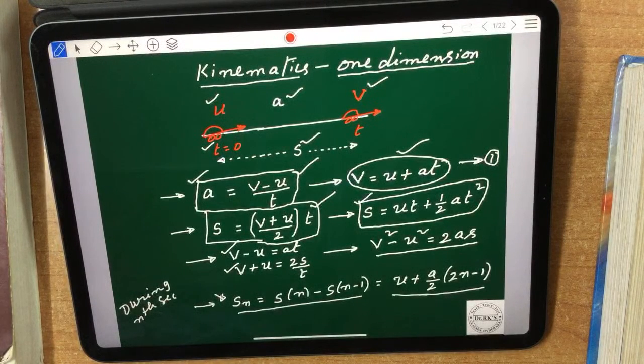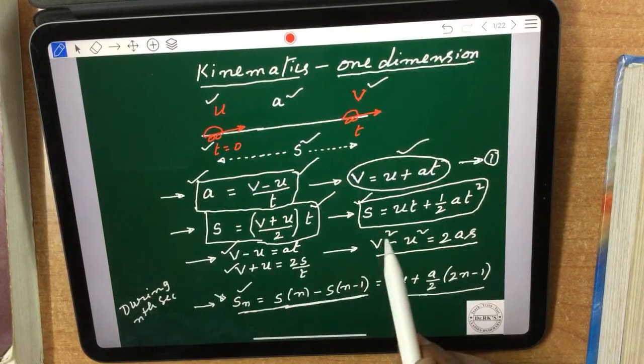What do you mean by displacement during the nth second of journey? Let us say I want the displacement during the 5th second of journey. I will calculate the distance traveled in 5 seconds minus the distance traveled in 4 seconds, and I will get the displacement in the 5th second. That's why I define Sn, the displacement during the nth second, as S of n minus S of n minus 1. This is a very important definition: distance traveled in n seconds minus distance traveled in n minus 1 seconds.